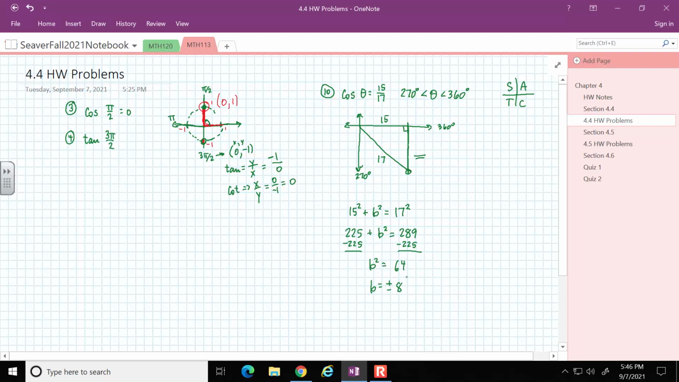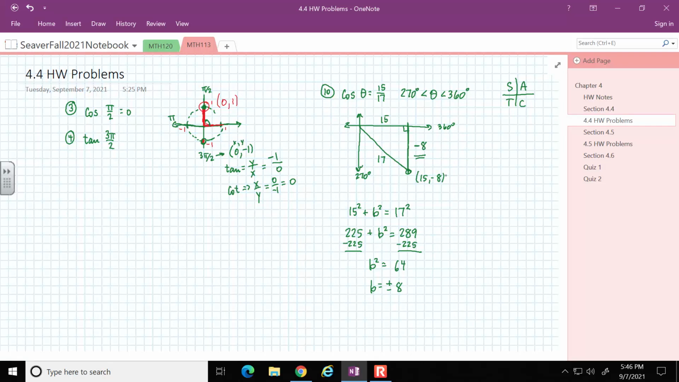So the way I like to label this is I like to come in here and say, well, I'm going to make that negative 8. So the coordinates of this point on this circle would be the point 15 comma negative 8. Now keep in mind, it's not on the unit circle, so I can't just use x and y. You have to use r times x or r times y.